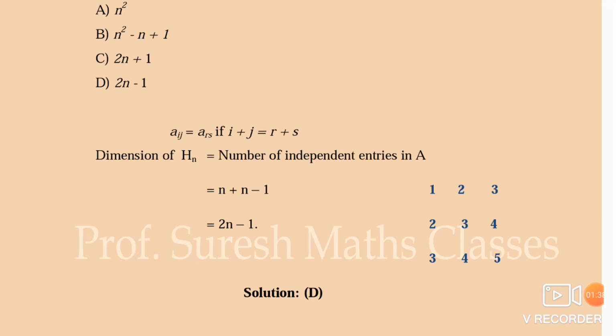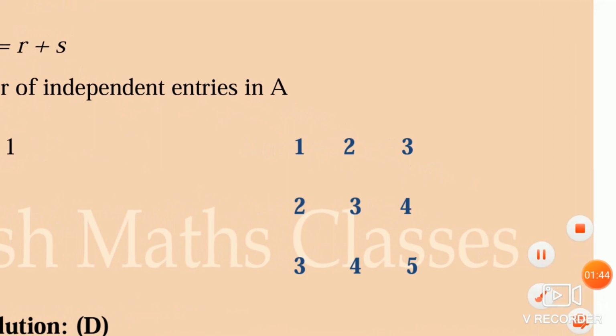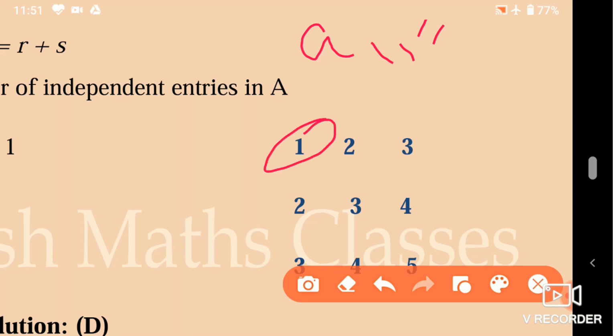Number of free entries in A. So for example, consider a 3x3 matrix like this. So the condition is on A11, the first entry. Here i and j are 1, so i plus j equal to 2. So only one element has total 2, that is this element. And the second element A12 and A21, because here the sum is 1 plus 2, 3, and here 2 plus 1, 3. These two elements must be same. That is the condition.